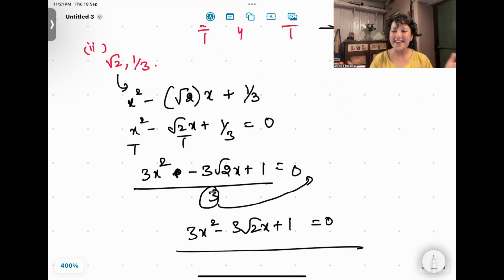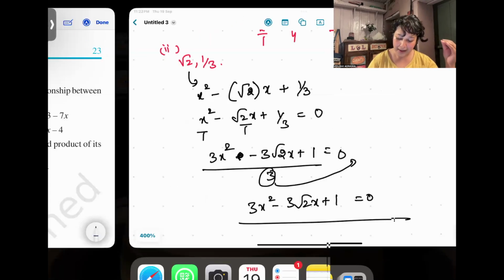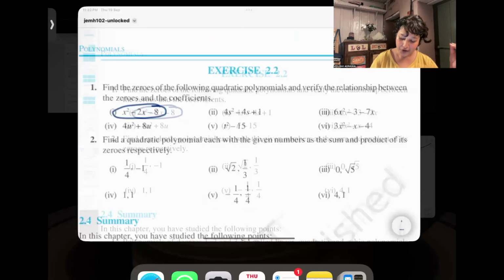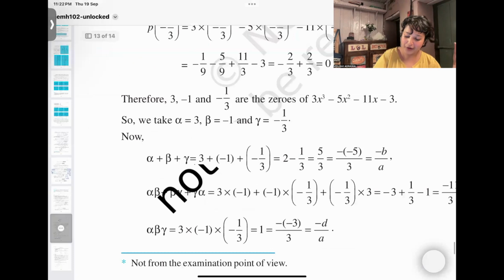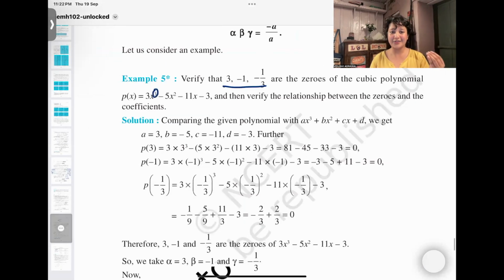Answer. Second assignment done. Just one example is there. Example number 5. In example number 5, you are having 3 zeros. 3 zeros, how do I know? Because my highest degree is 3. Correct? Meaning 3 zeros will be there. First step, first put x value as 3, then put x value as minus 1, then put x value as minus 1 upon 3. Because they are saying that first verify whether these are zeros or not.